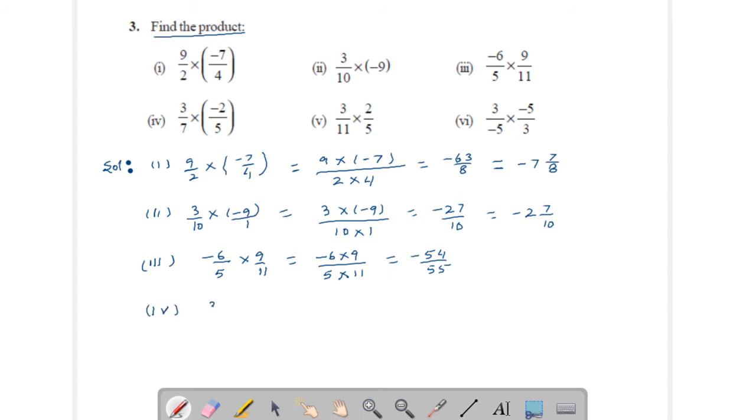Now come to fourth part. It is 3 upon 7 into minus 2 upon 5. Here again multiply numerator by numerator. That is 3 into minus 2 upon 7 into 5. You will get minus 6 upon 35. This is your answer.